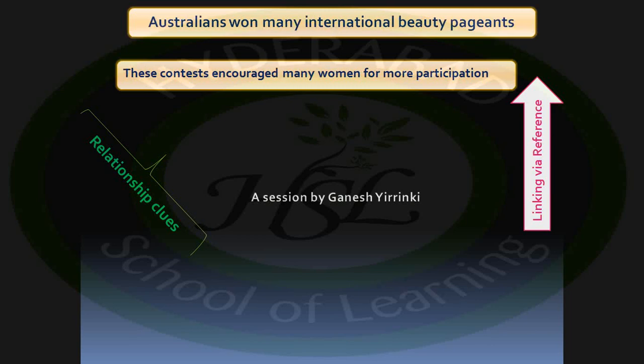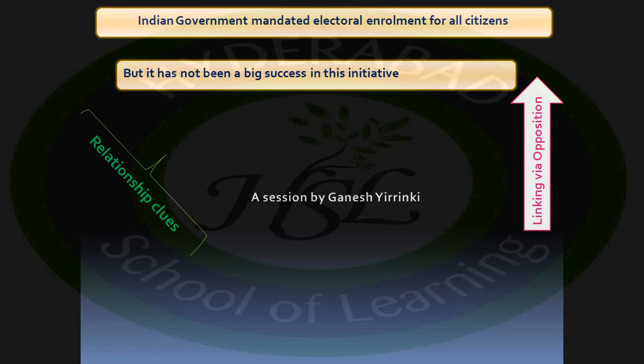For example, you can also understand linking via reference. Australians won many international beauty pageants. A sentence can come as the second: these contests encouraged many women to participate more. So "these contests" refers to beauty pageants. "These" is a reference indicator. These contests refer to beauty pageants, a reference indicator referring to words in the previous sentence, and that's how it shows a relationship with the previous sentence, and that's how we plug them in as sentences one and two.